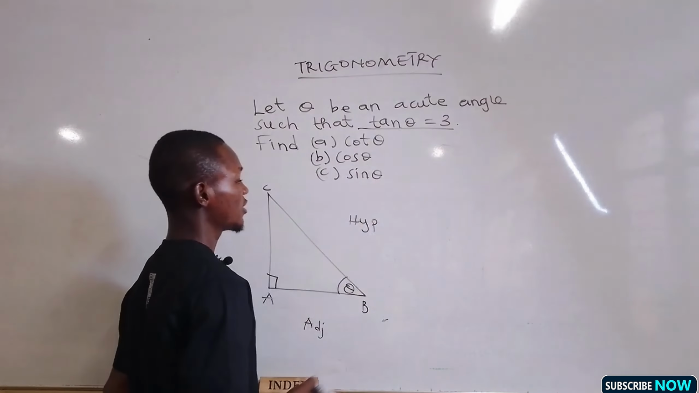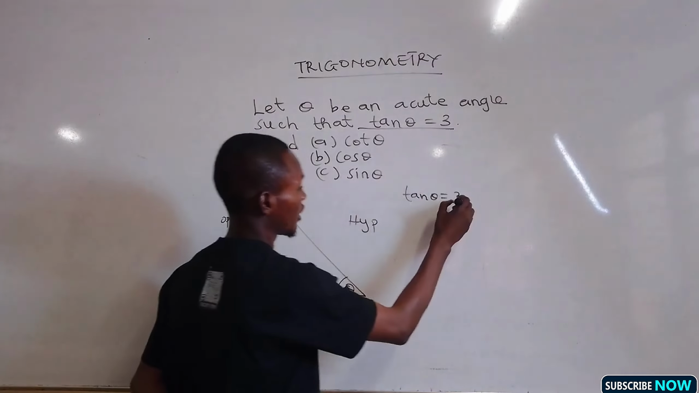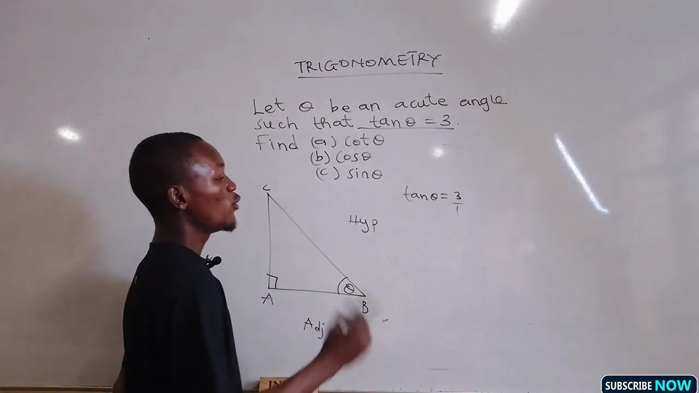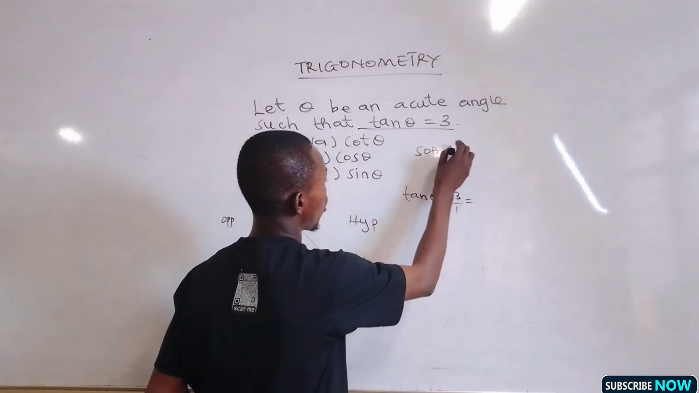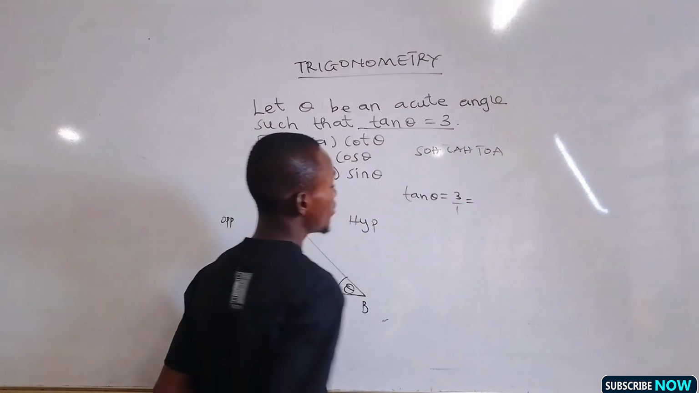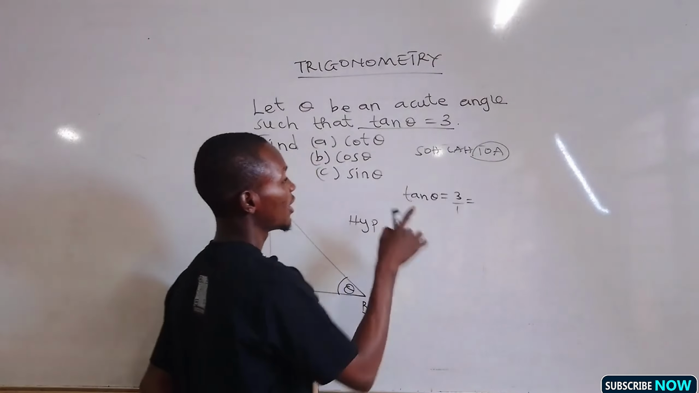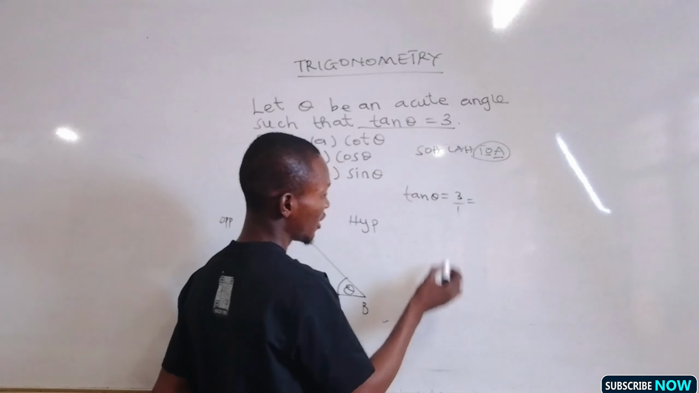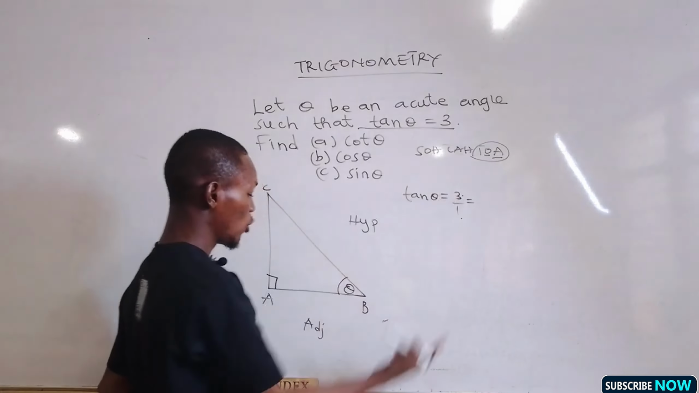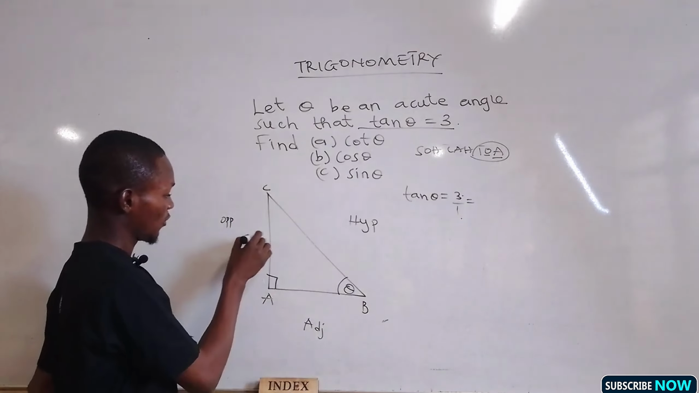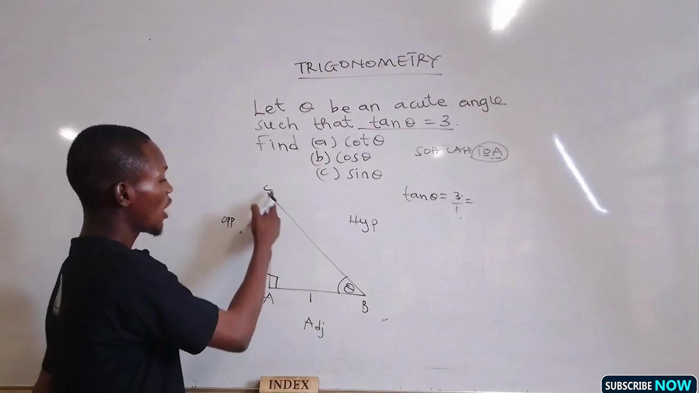Now, we are given from the question that tan theta is equal to 3, which is the same as 3 on 1. This takes care of the tangent function. In this case, the tangent function is opposite over adjacent. So the 3 is the opposite, and then 1 is the adjacent. So the opposite side is 3, and then the adjacent being 1. So 1 here.